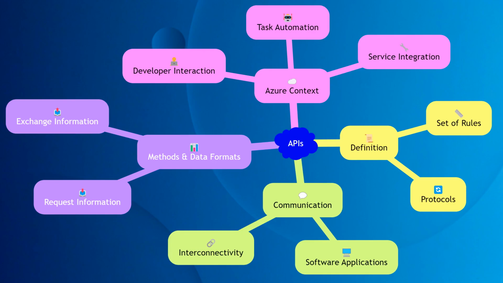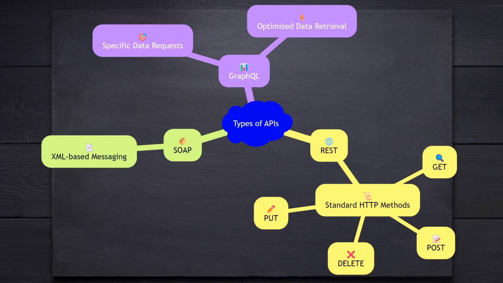APIs are sets of rules and protocols that allow different software applications to communicate with each other. They define the methods and data formats that applications can use to request and exchange information. In the context of Azure, APIs enable developers to interact with various Azure services programmatically, automating tasks and integrating Azure capabilities into their applications. There are several types of APIs, each serving different purposes.